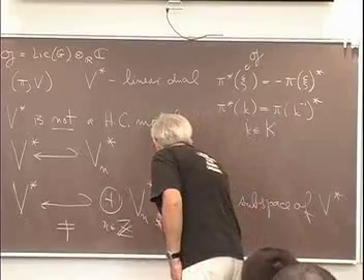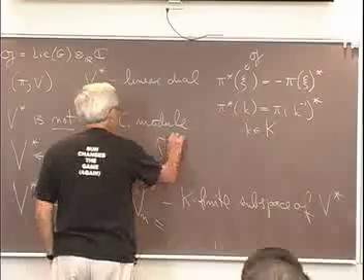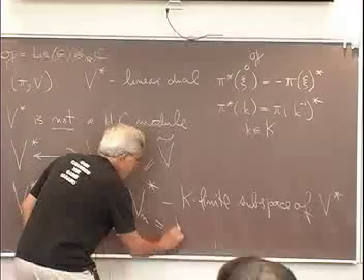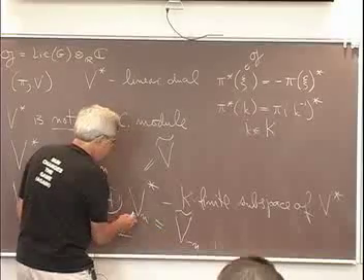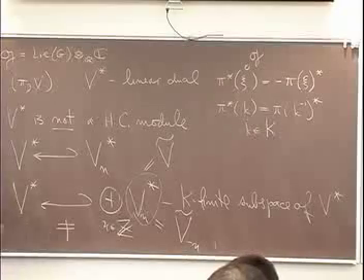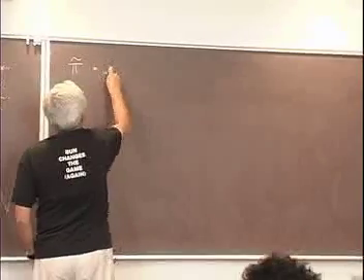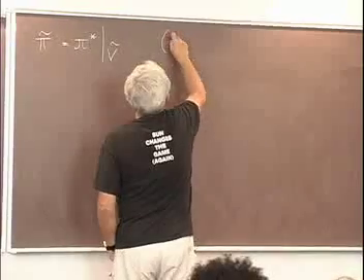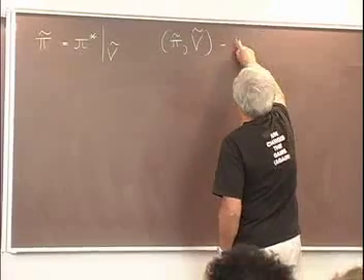I denote this algebraic sum as V twiddle. So this is this space. And if I take V twiddle, the minus n piece is exactly this piece here. So I have this equality. I define pi twiddle as the restriction of pi star to V twiddle. And in this way, I get pi twiddle on V twiddle, which is a Harish-Chandra module.